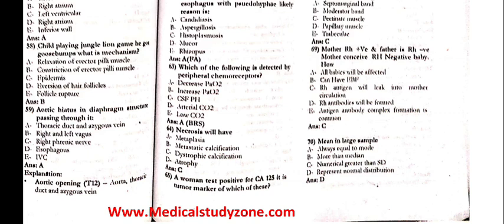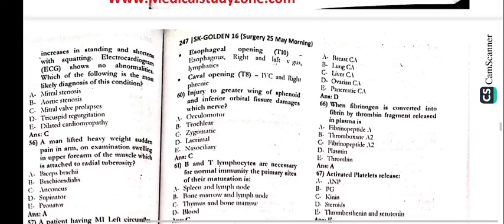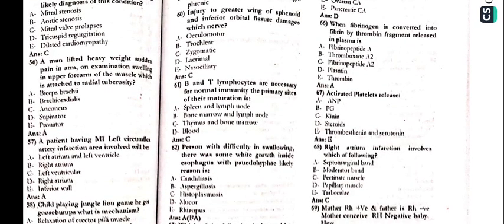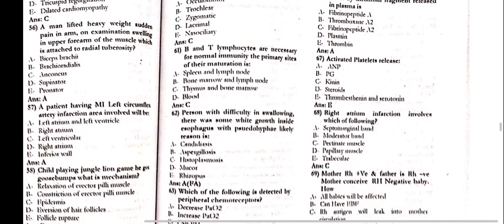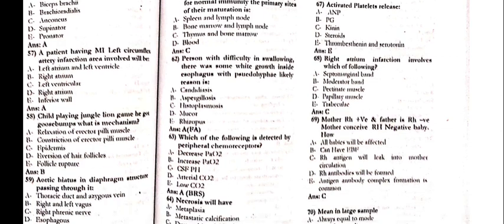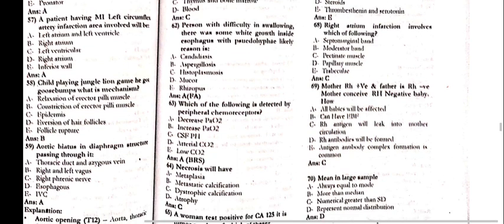65, a woman tests positive for CA125, the tumor marker of ovarian carcinoma. 66, when fibrinogen is converted into fibrin by thrombin, fragments released in the plasma are fibrinopeptide A. Next 67, activated platelets release thromboxane and serotonin. 68, the right atrium infarction involves which of the following? That is the pectinate muscle.